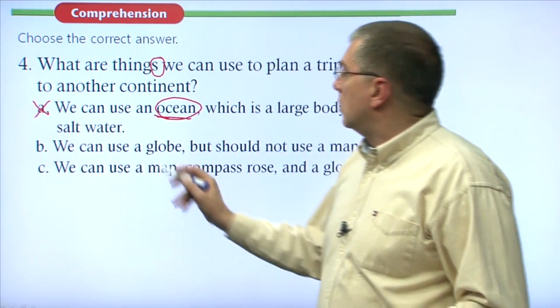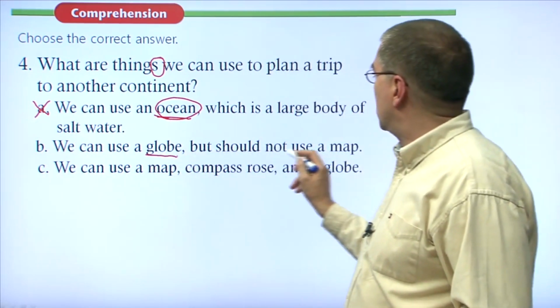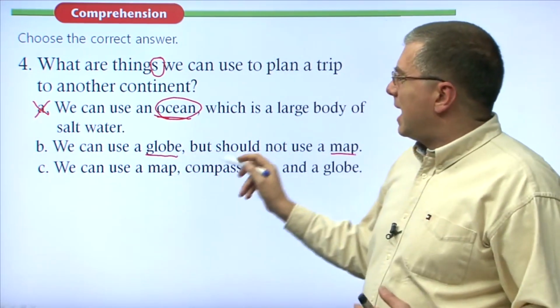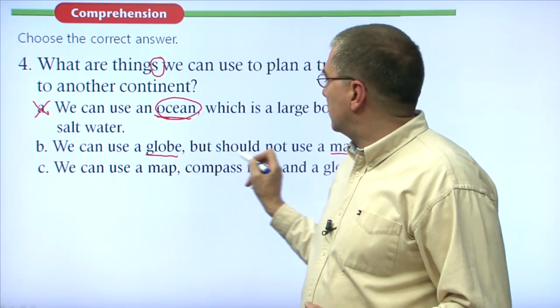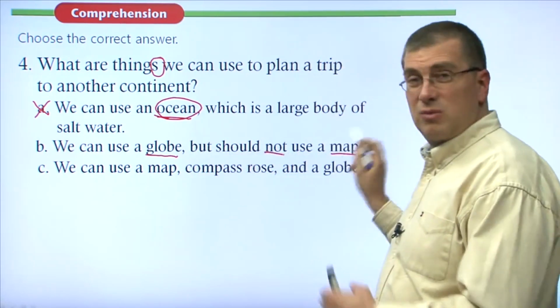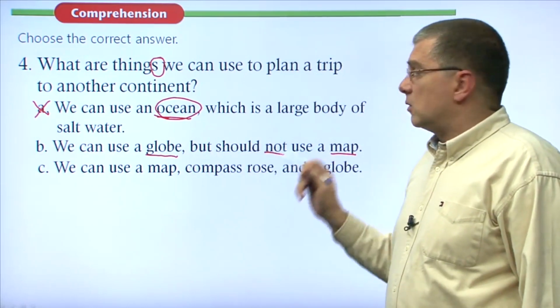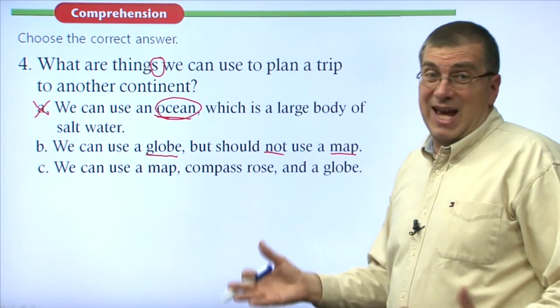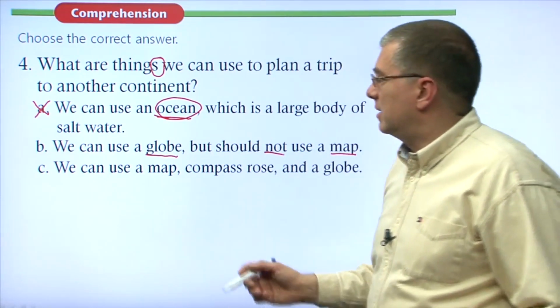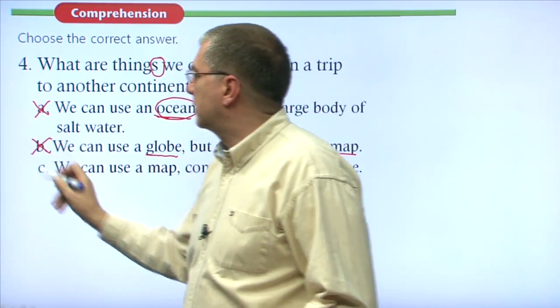What about B? We can use a globe, but should not use a map. Now again, globe is just one thing. And then we're saying we should not use a map. So we're not saying there's two things. We should only use a globe. So we should only use a globe? We can't use a map? That doesn't sound right. So that's incorrect.